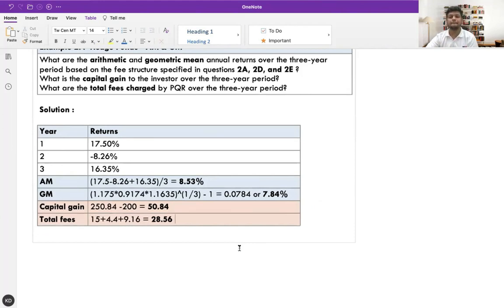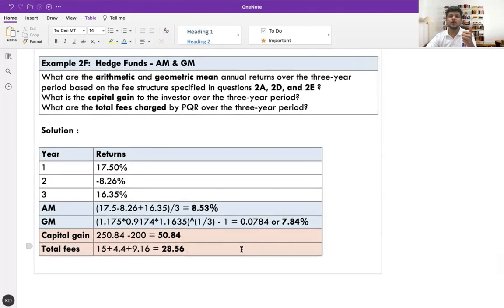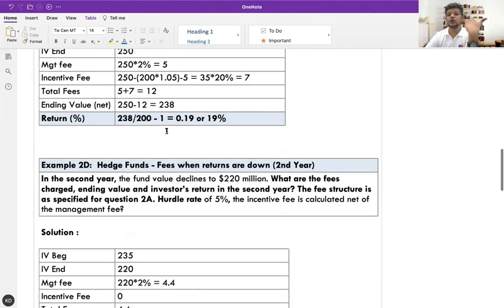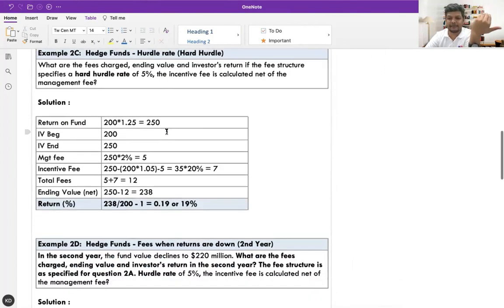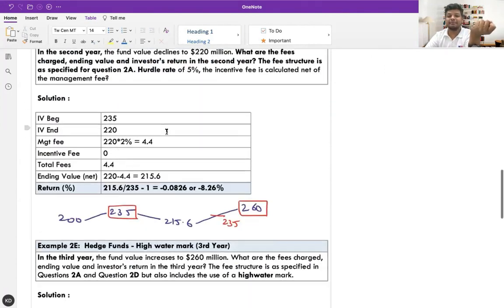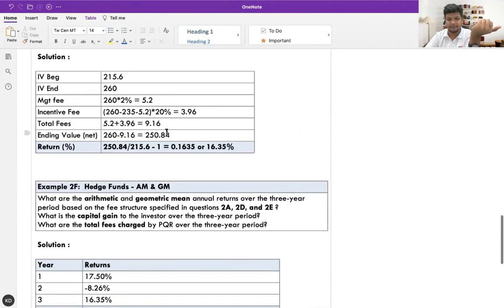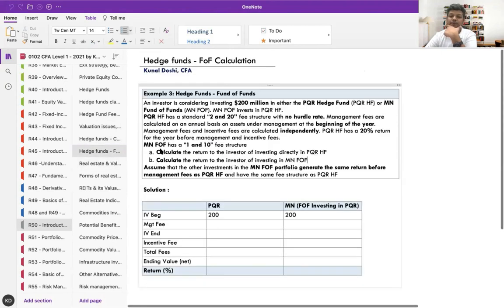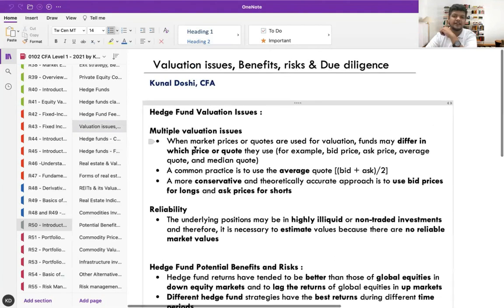Is that clear? I'm sure now everything, incentive, management fee, high watermark, soft hurdle, hard hurdle, everything is clear. Correct? Yes. Definitely, you'll practice this again and you'll get it much clearer when you do the written practice here, because I had the table easily available, so it became very quick and easy. Clear? Now we can discuss the two parts of one. We have to do one more calculation, but let us discuss the valuation issues of hedge funds.